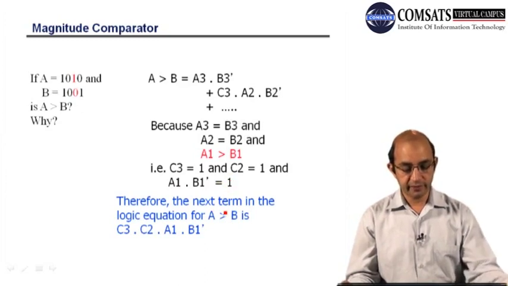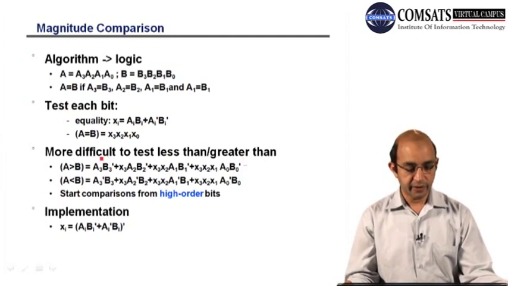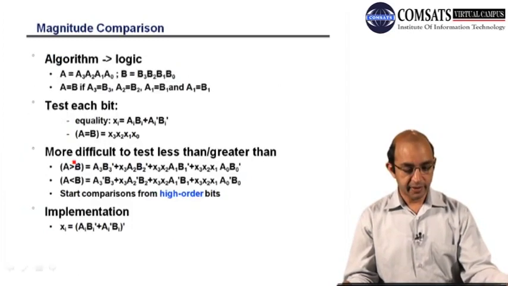So the next term will be c3, c2 dot a1 dot b1 bar, in order to make all ones. Here we have a 1, so this will be 1 when we take the complement. So this is the term. If we generalize this rule, you can see that we have a3 b3 bar, x3 a2 b2 bar, and so on and so forth. This is for a greater than b.